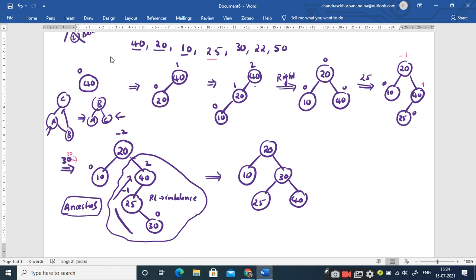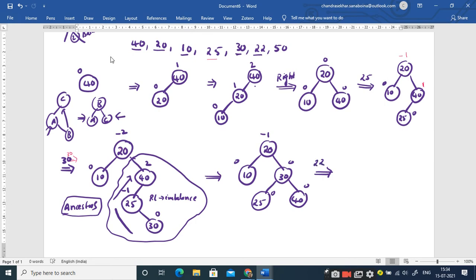So now calculate the balance factors. 0, 0, 0, this is also 0. And what about the balance factor of 20? -1. -1, sir. Super, -1. Everything is balanced. Now 30 is also completed. Now try to insert 22.